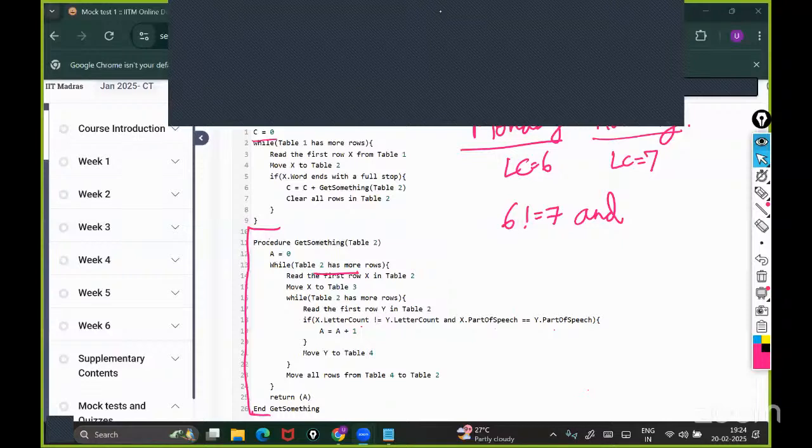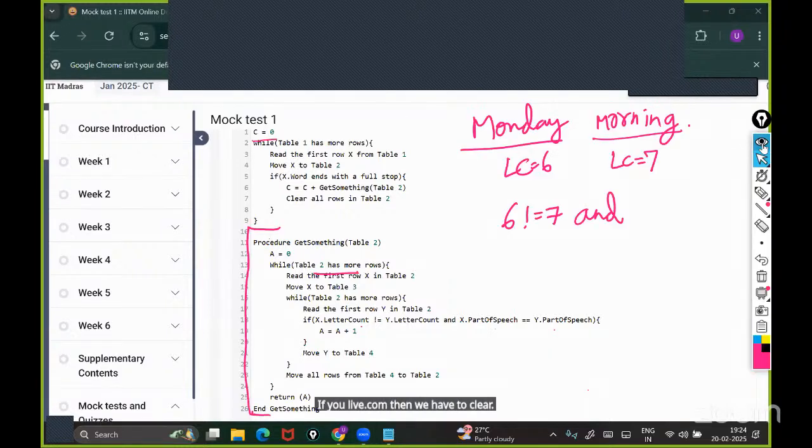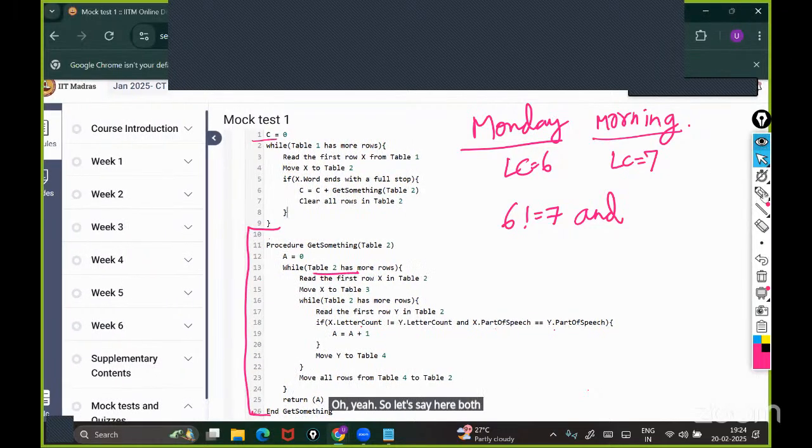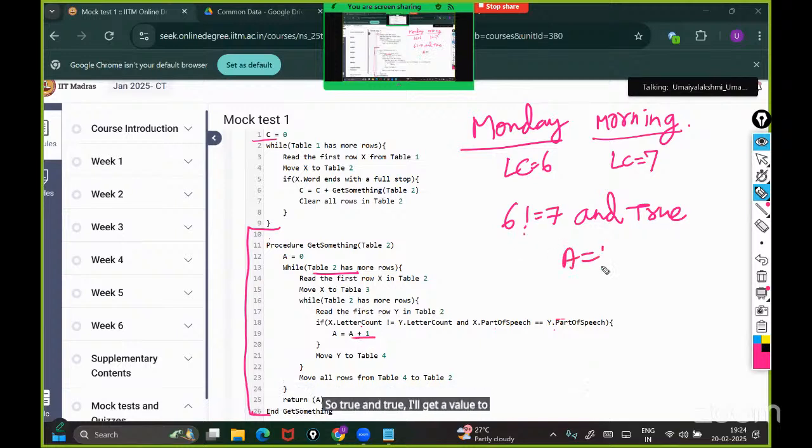After that, what has to be done, people? If a full stop comes, then we have to clear the row in table 2. So let's say here both are the same, let's say it's true. So true and true, I'll get the A value incremented to 1. So only one so far I have figured, okay?